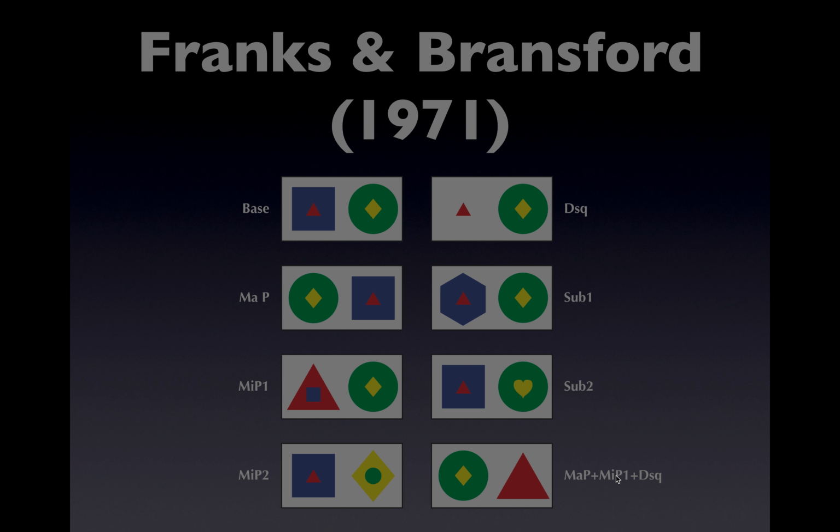Then they did minor permutation 1. So they made it a large red triangle and a small blue square. Then they did a delete square. So they got rid of that square. So this card right here is 3 moves, major permutation, minor permutation 1, and delete square, away from the base configuration.